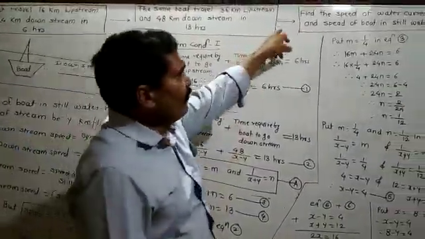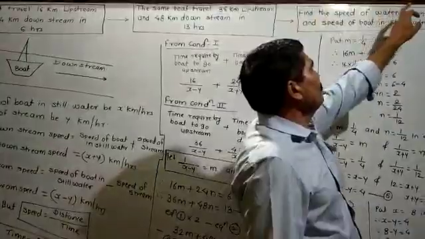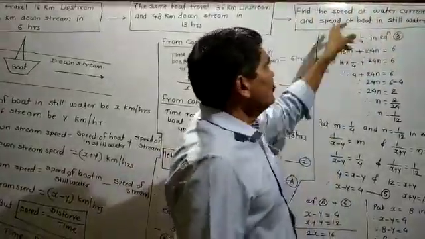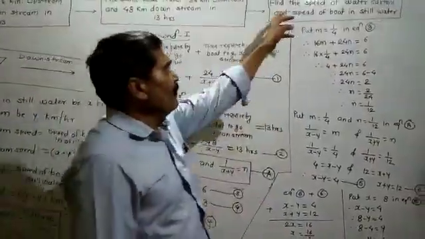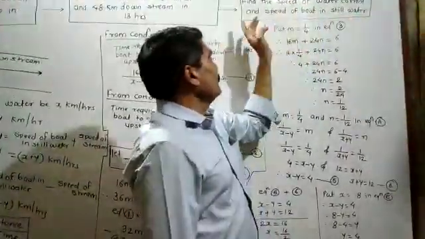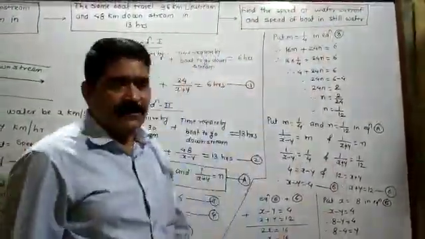Then what you have to find out? Find the speed of the water current and the speed of the boat in still water. Means you have to find out the speed of the water current and the speed of the boat in the still water.